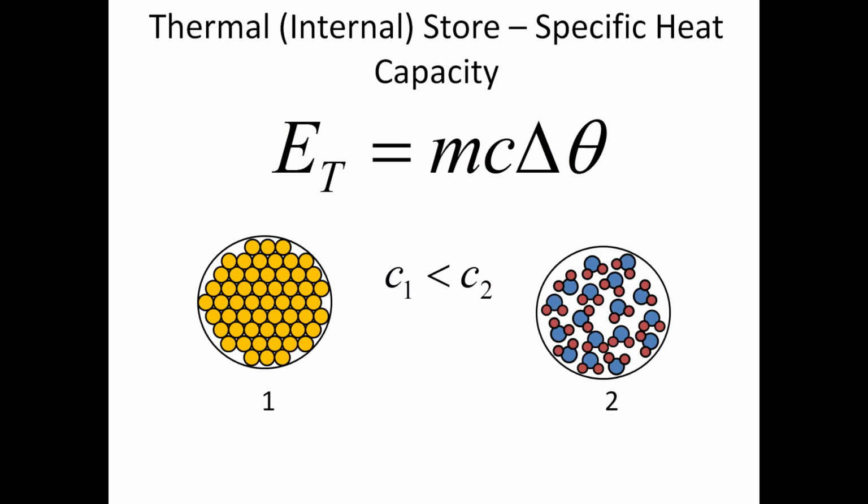So what we have is c1 is less than c2. So the specific heat capacity of gold is less than the specific heat capacity of water, which means the energy stored in the thermal store in gold will be less than the energy stored in the thermal store of water.